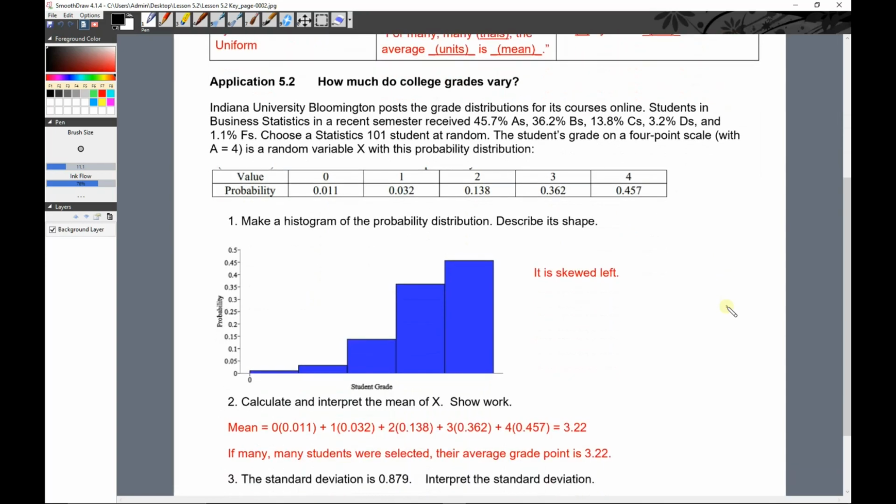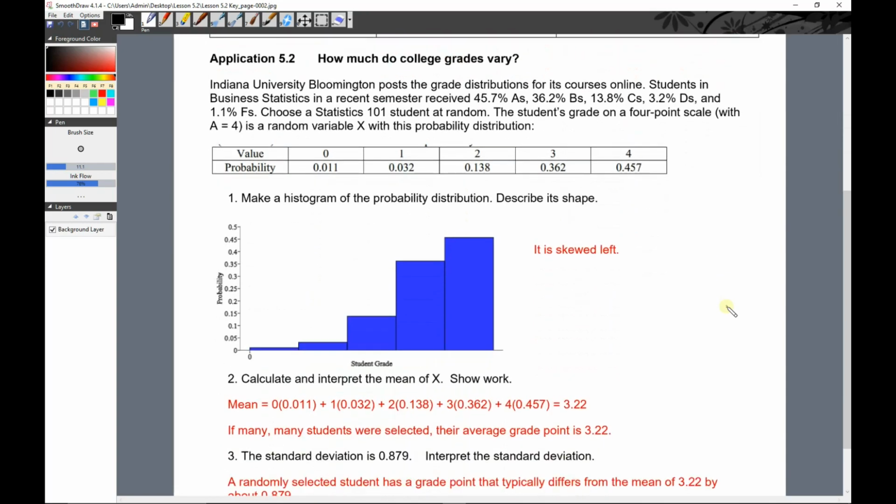So this application 5.2, how much do college grades vary? At this university, they post the grade distributions for its courses online. Students in the business statistics class in a recent semester received 45.7% A's, that's this. And those are 4 grade points. 36.2% B's, that is this. And that's 3 grade points. 13.8% C's, that's here, 2 grade points, and so on. With A equals 4, this is a random variable X of the grade points with this probability distribution.